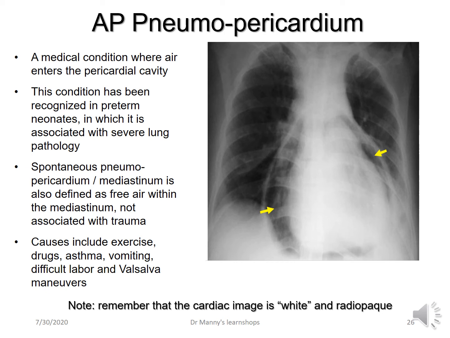Spontaneous pneumopericardium and pneumomediastinum is also defined as free air within the mediastinum, and it may not be associated with trauma. And this can occur when you're exercising too much. However, there has to be some sort of precondition that results in spontaneous pneumothoraces. Certain medications may initiate it. Asthma, absolutely, with high airway pressures. Vomiting can initiate a pneumopericardium. Breathing difficulties, such as during pregnancy and labour, and certain Valsalva manoeuvres where you increase intrathoracic pressure as a result of increasing intra-abdominal pressure.